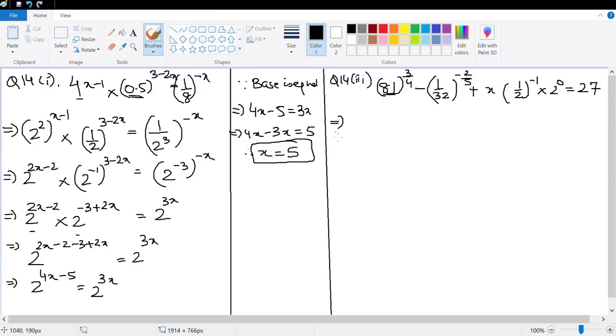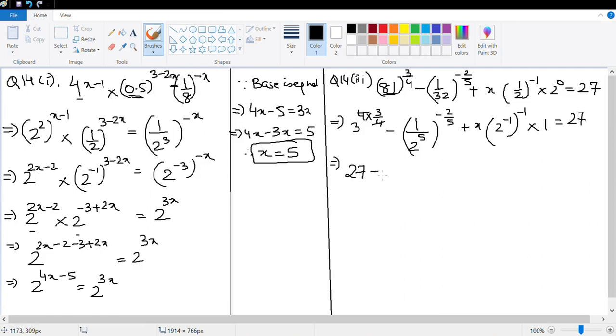This is a common base, so this is 81, that's 3 to the power 4, multiplied with 3 by 4, minus this is 2 to the power 5 to the power negative 2 by 5 plus x, upon, this can be written as 2 to the power negative 1, this is 2 to the power negative 1 raised to the power negative 1, 2 to the power 0 is 1, equal to 27. 4 and 4 get cancelled, so I have 3 cube, that's 27, minus, this can be written as 2 to the power negative 5 multiplied with negative 2 by 5 plus x, 2 to the power negative 1 into negative 1, that's 2 to the power 1, multiplied by 1 is the same, is equal to 27.